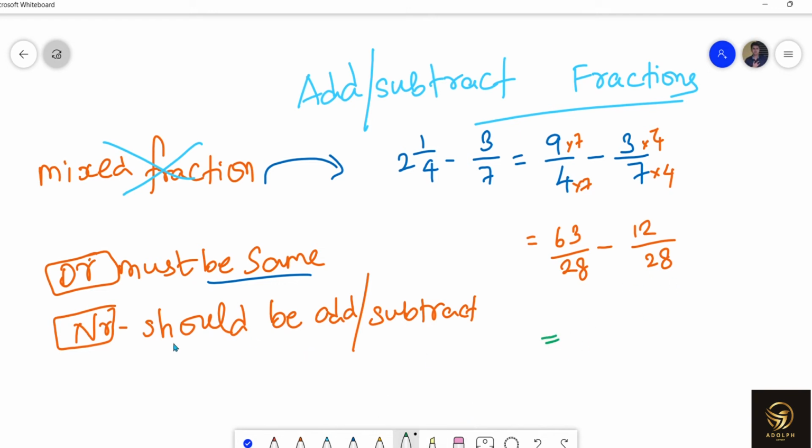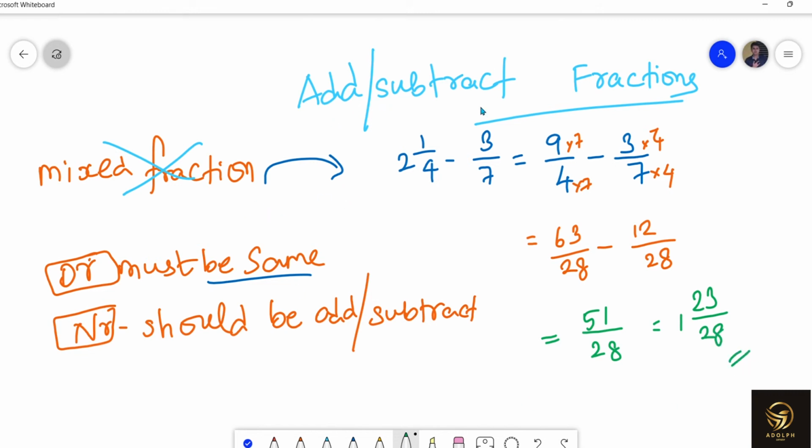So we have to only subtract the numerators. So 63 minus 12 will give the answer as 51 divided by 28. As I said before, if we have got an improper answer, it is necessary to convert it into a mixed fraction. Maybe it is according to the decision of the board or teachers. So here we will be converting it. The answer we are getting is 1 23 divided by 28. So it is so simple.